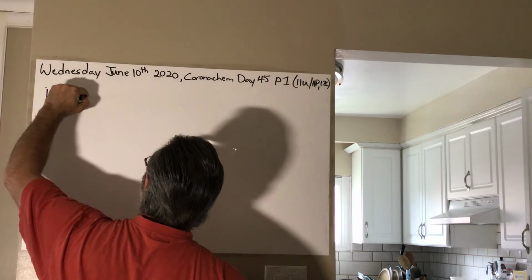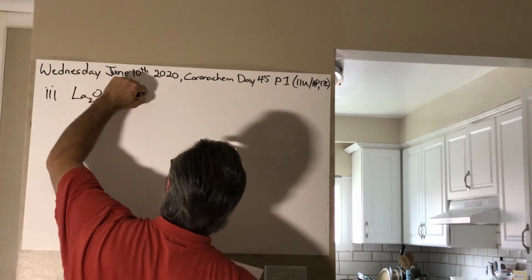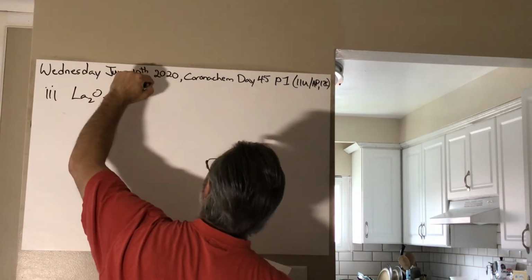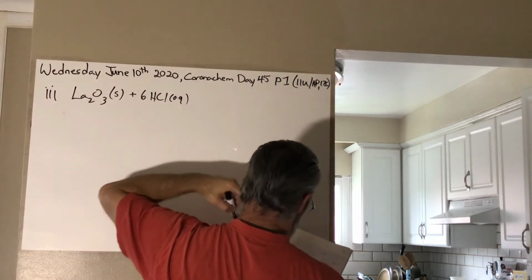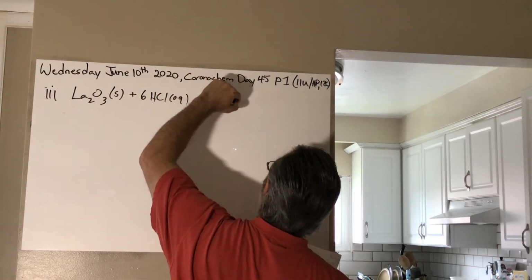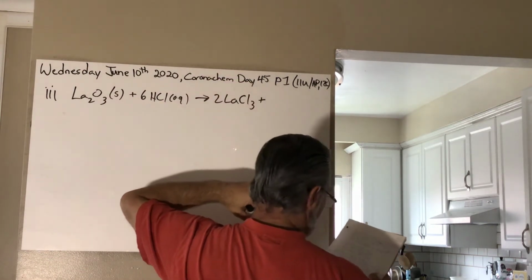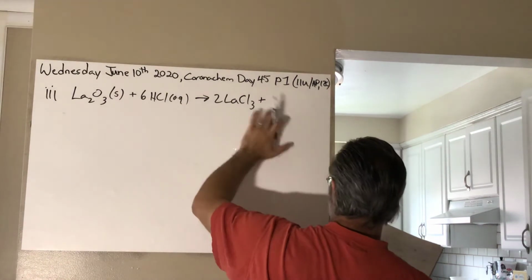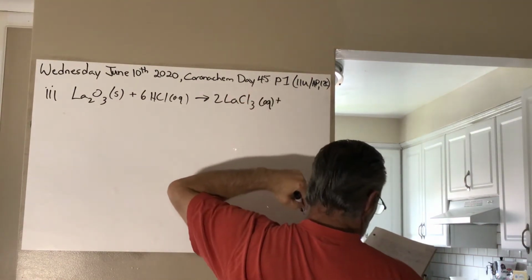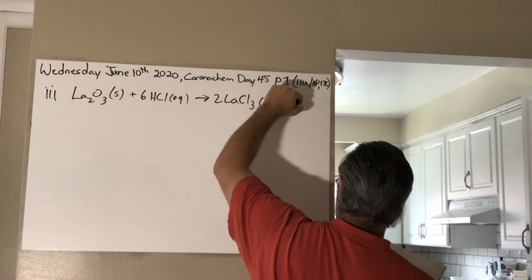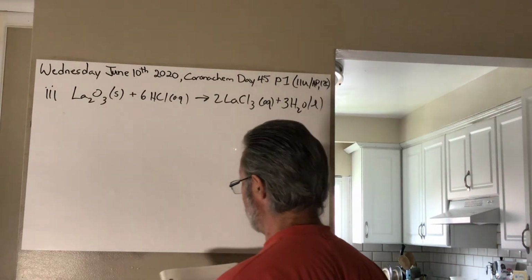You're going to need lanthanum oxide plus 6 HCl, aqueous. Gives you 2 lanthanum chlorides plus, and this is going to be aqueous, 3 water. This is the molecular equation.